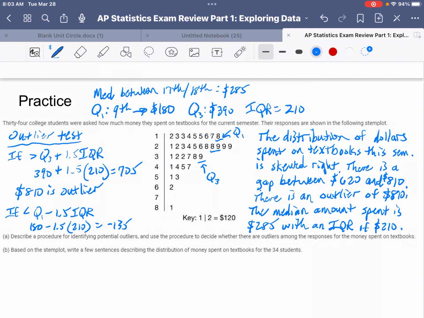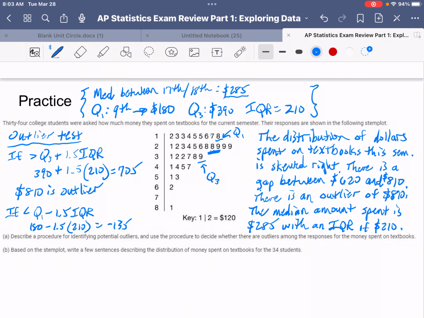So you'll notice up here, I'm just showing my work. I wouldn't necessarily have written this anywhere if it was a free response question. Since there are 34 college students, I knew that the median was between the 17th and 18th. I determined that these two numbers were the 17th and 18th numbers. The 17th is $280 and the 18th number is $290. So the median is between that, $285.